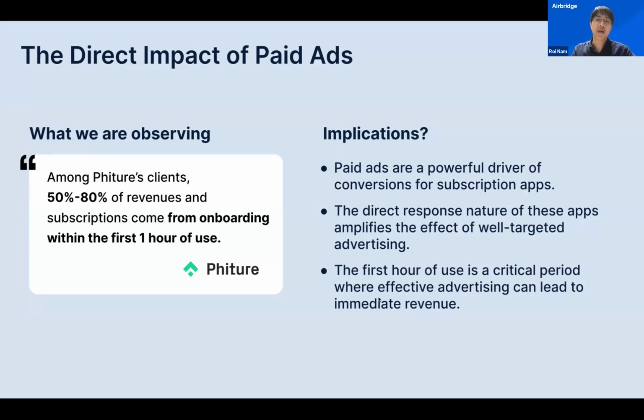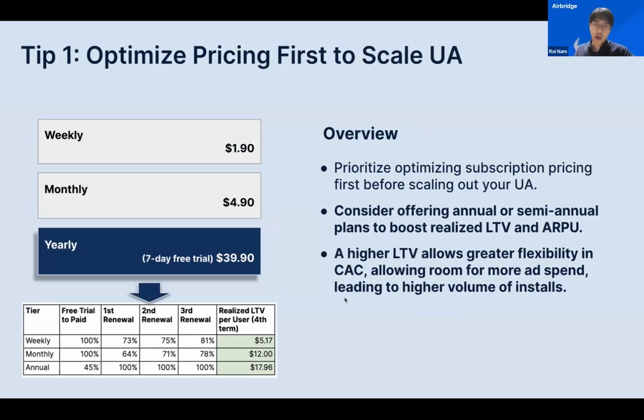The first tip in terms of UA for subscription apps that I want to share with you today is to optimize your pricing first to scale out UA. Sometimes we think that pricing and UA are two separate things. But actually, a higher LTV allows greater flexibility in CAC, allowing room for more ad spend, leading to a higher volume of installs.